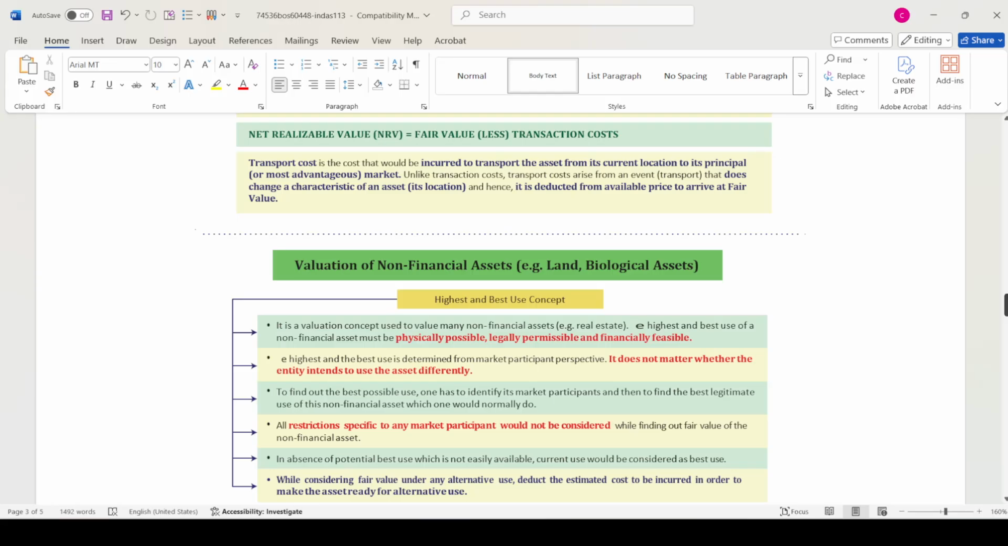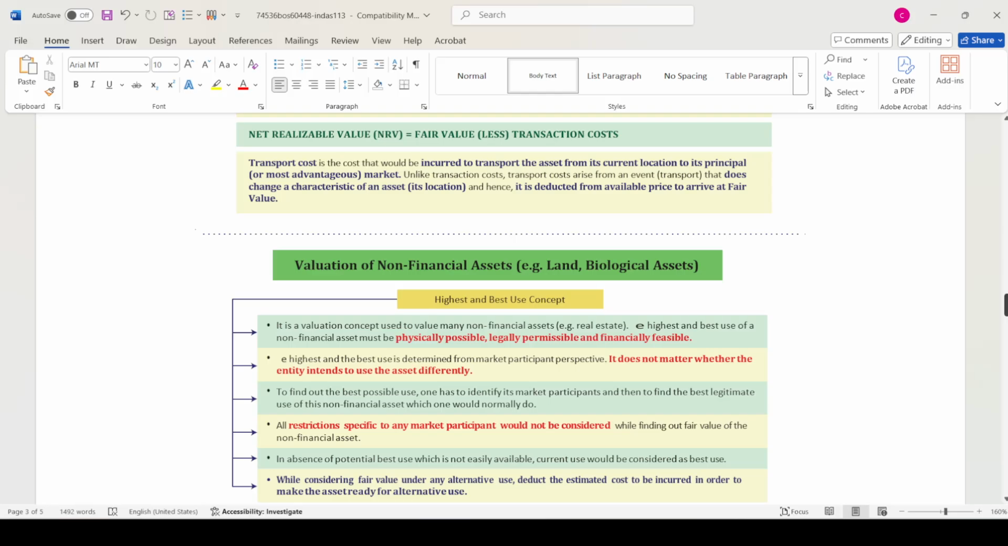Now let us jump quickly into valuation of non-financial assets. What do we mean by non-financial assets? Non-financial assets are like land, building, biological assets, etc., which have many possible uses, right? For determining the value of such an asset, we should consider the highest and best possible use and then determine the value of the asset.